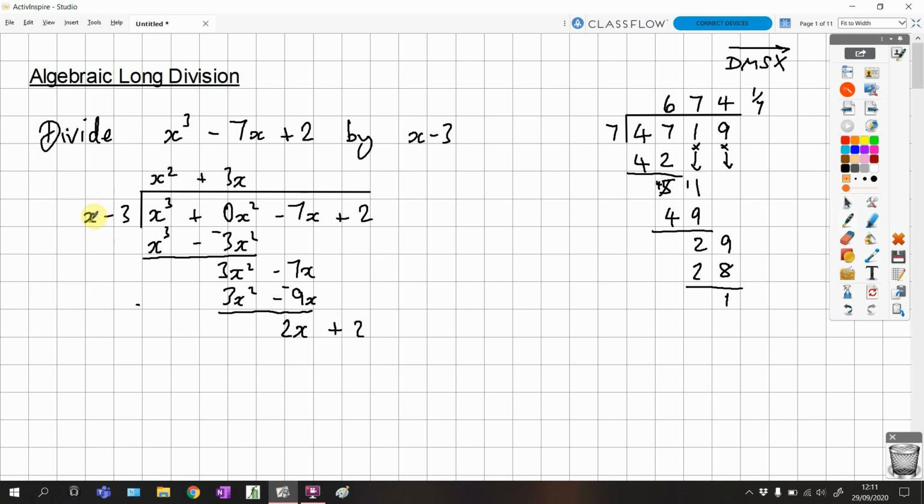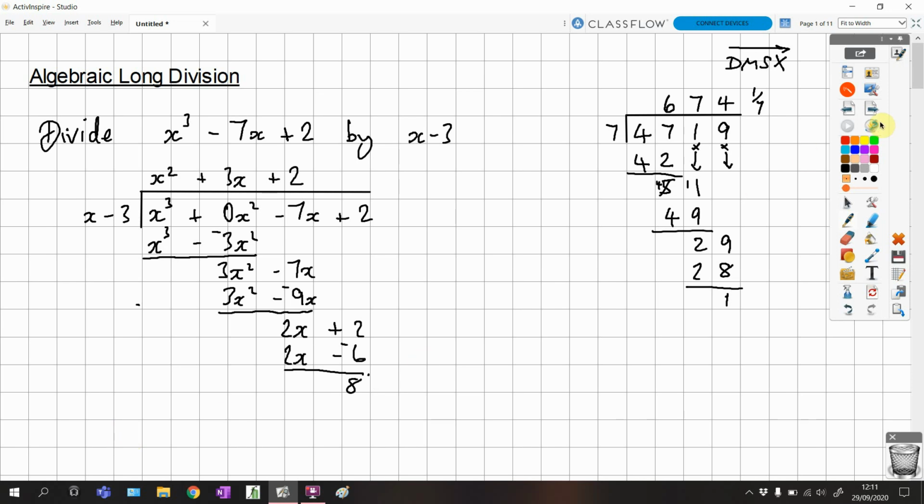Back to division. x goes into 2x, positive 2 times. Multiply 2 times x minus 3 gives me that. Subtract. 2 plus 6 is 8.